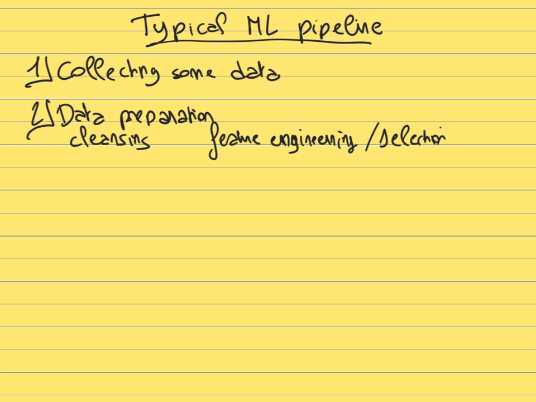So once you have collected the data, once you have prepared the data, cleaning the data and choosing the right features, the next step will be to choose the model. You will need to choose the machine learning model that you are going to use. So this will be the step of the choice of the model.